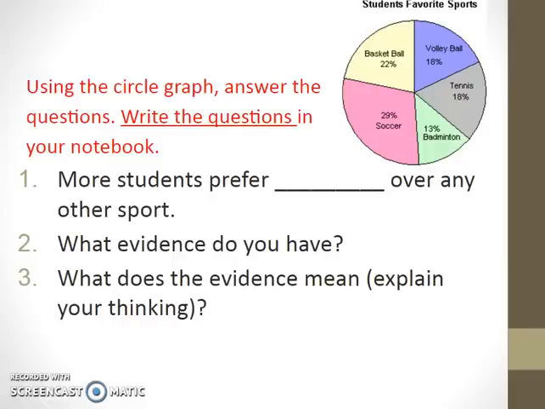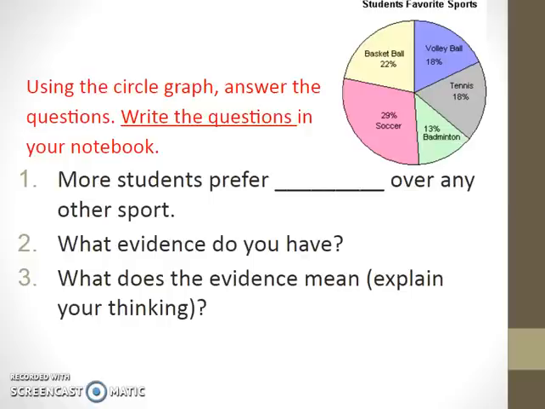What evidence do you have? Well, you can't just say, look at the circle graph. You need to be specific. You could say the circle graph shows 29% of students chose soccer as their favorite sport. And then you could say 22% of students chose basketball, 18% chose volleyball, and so forth.